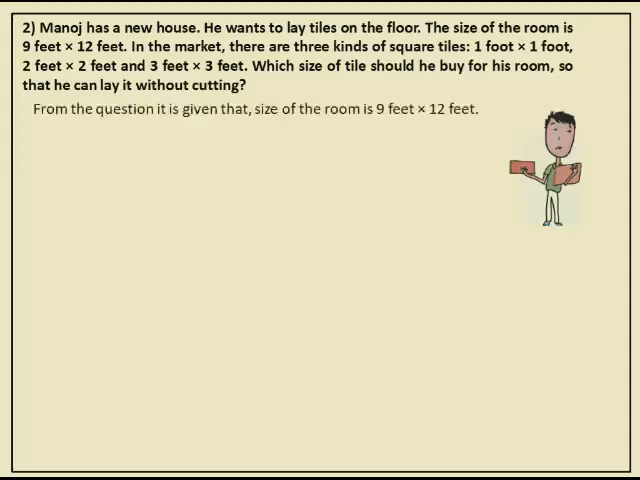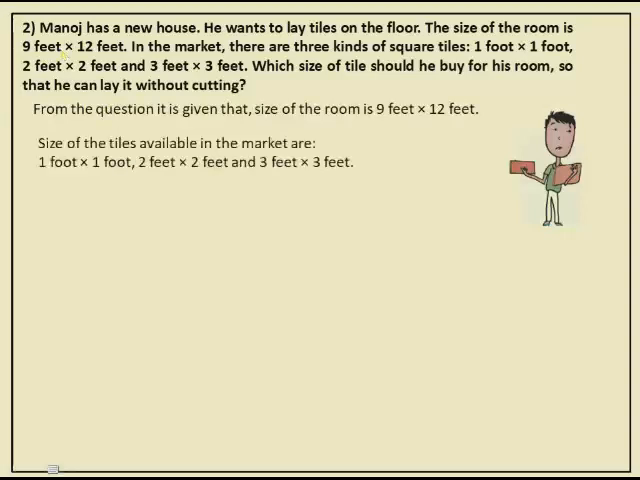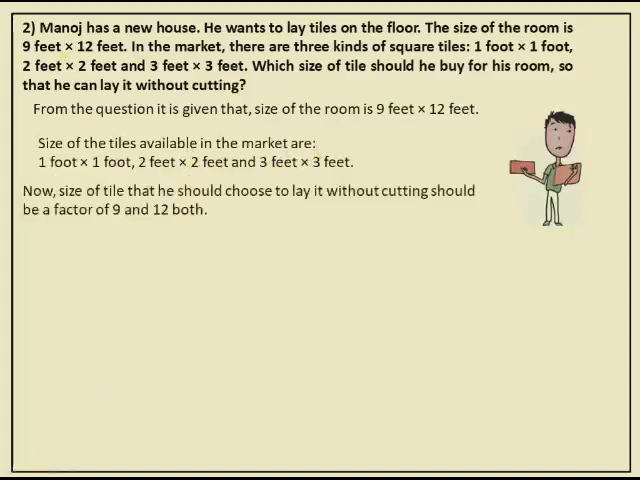So, from the question, what is the size of the room? You will write 9 feet by 12 feet, which is given in the question. Next, the sizes of the tiles available in the market are 1 by 1, 2 by 2 and 3 by 3. Now, the size of the tile that he should choose to lay without cutting should be a factor of 9 and 12. Yes or no?